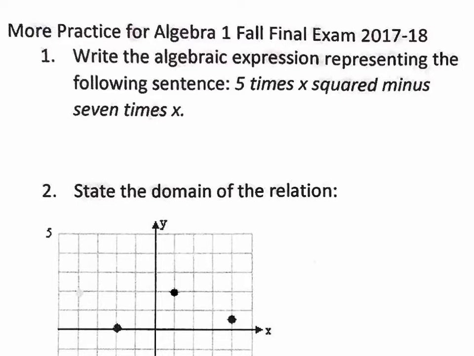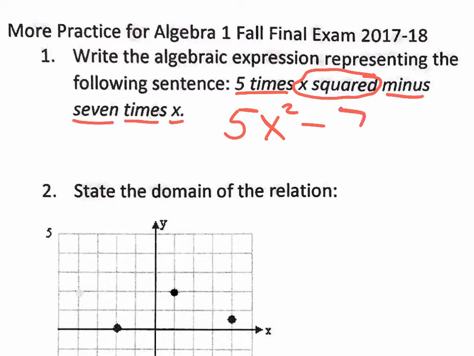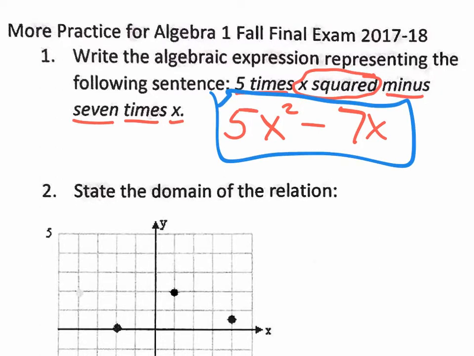So number 1, it says to write the algebraic expression of this sentence: 5 times x squared minus 7 times x. So that's 5 times, you could put a dot if you want, you don't have to. 5 times what? 5 times x squared. So that's really 5x squared. Minus, that's a minus sign, 7 times x. That's just 7x. And that's it, guys. That's the answer to number 1 on this video that I'm doing.